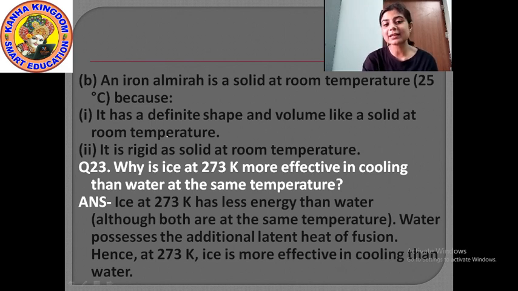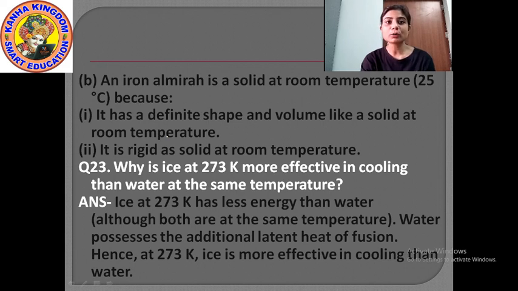Now 0 degree is equal to 273 Kelvin, and at 0 degree, water can be in ice form or it can be in water form. So when it is in ice form at 0 degree, it will cool down easily. Ice at 273 Kelvin has less energy than water because it is in ice form.